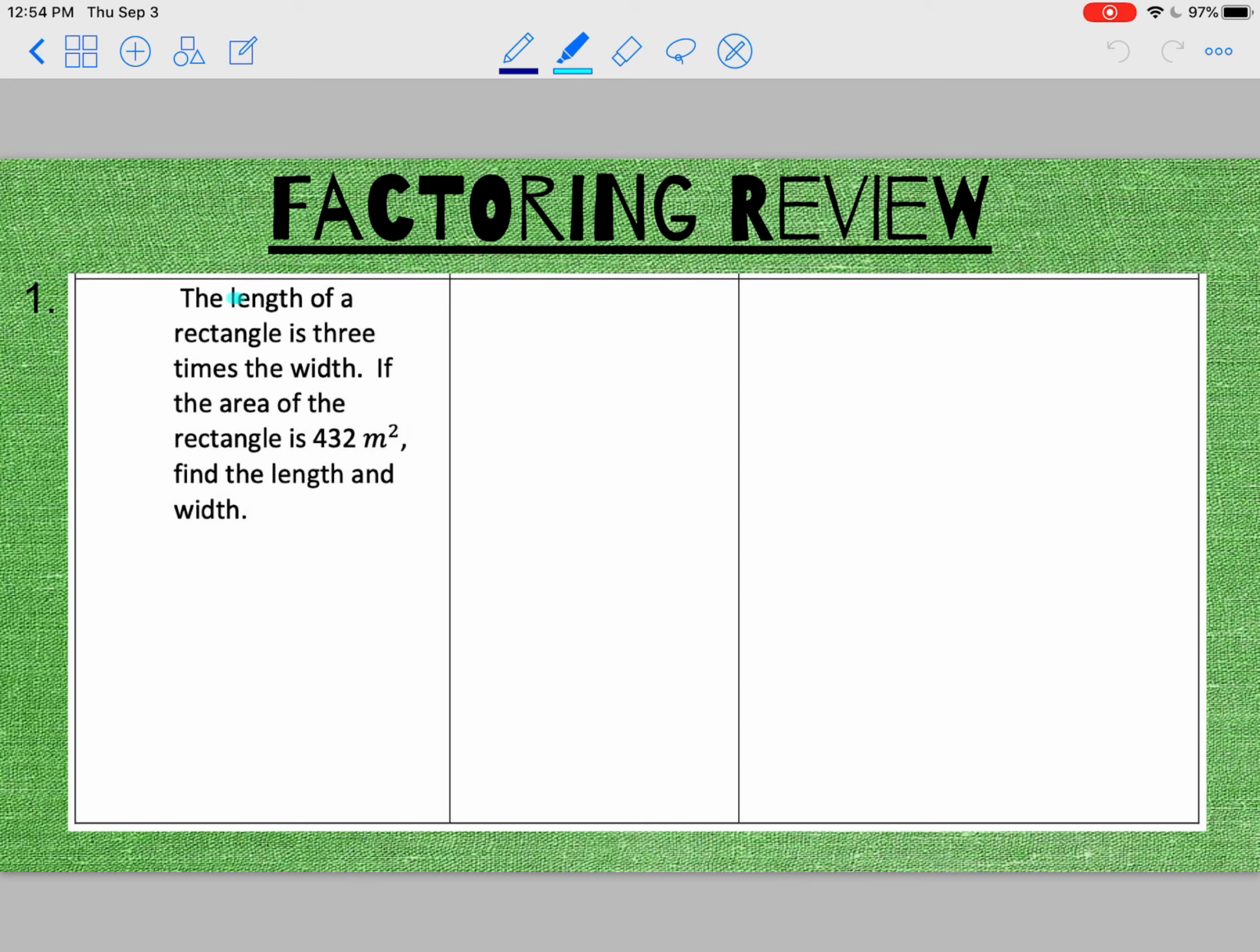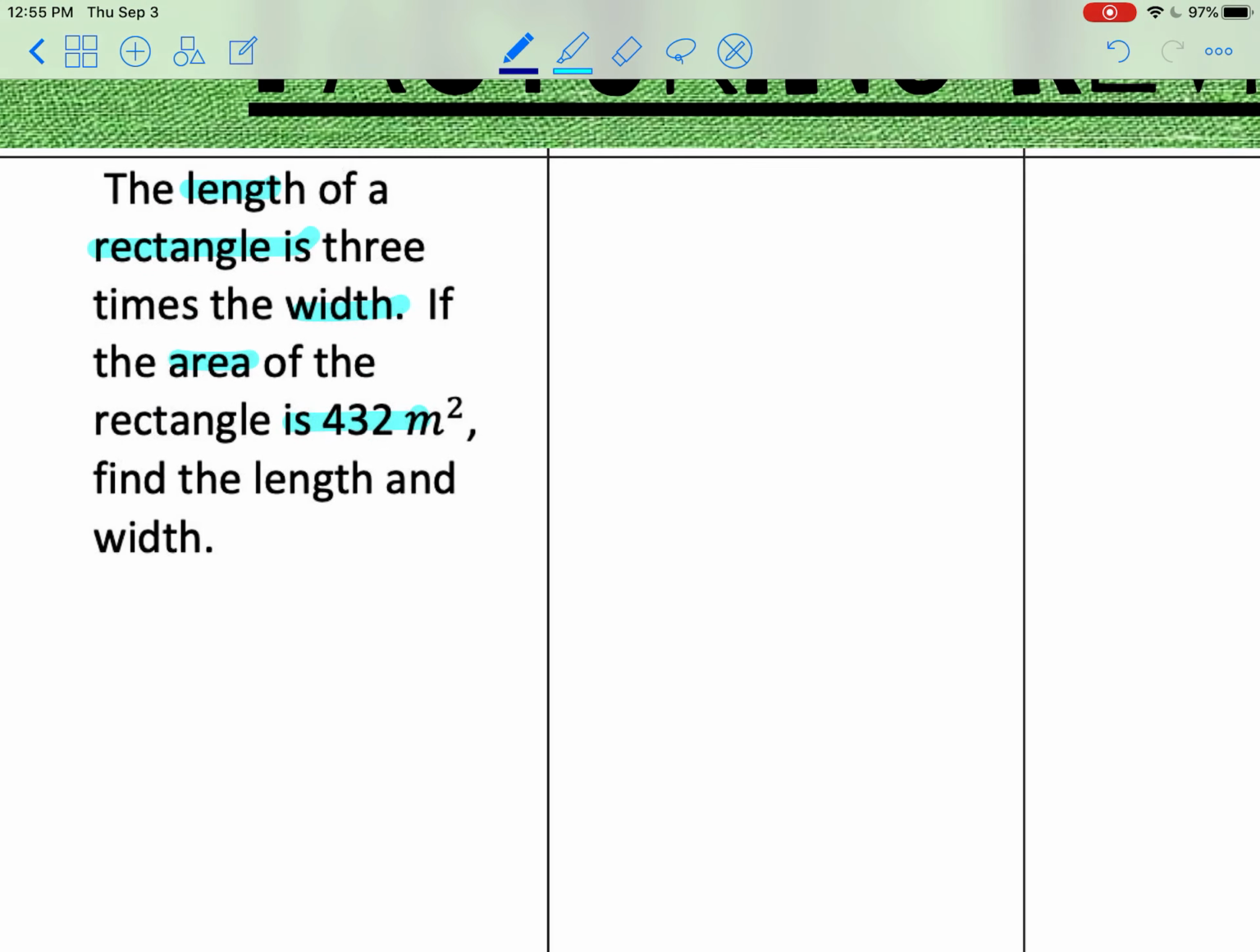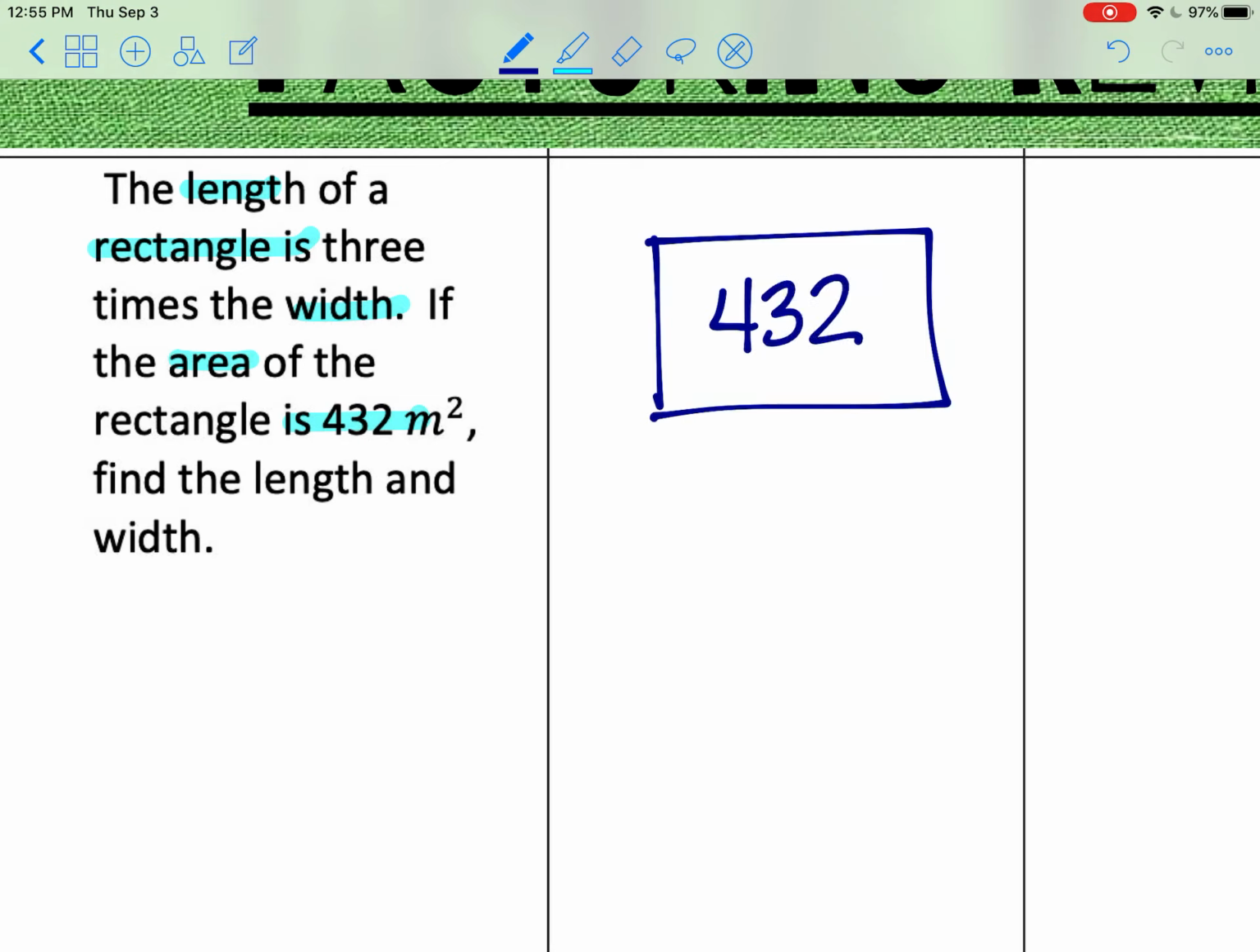So again, let's point out some key words that we see. It's talking about length and width again. We're using the same shape, a rectangle. And then it also says area is 432 meters squared. So let's set up our picture again like we talked about on the last one. We have our rectangle. We know the area is 432, and again, we always put area in the middle.